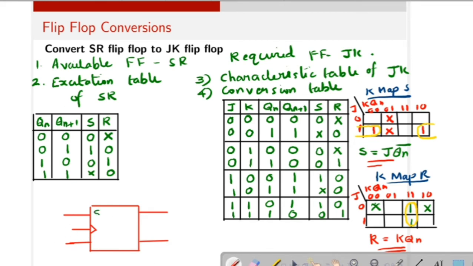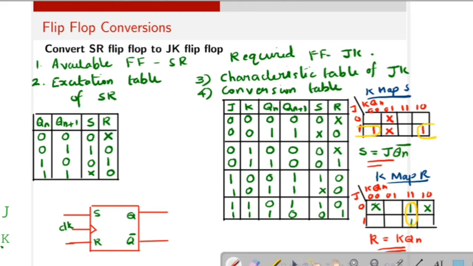So here it is S, R, Q and Q bar, and this one is the clock signal, right? Then S is equal to J Q bar. So here we have J input and K input. So S is J Q bar. So here it is Q bar.